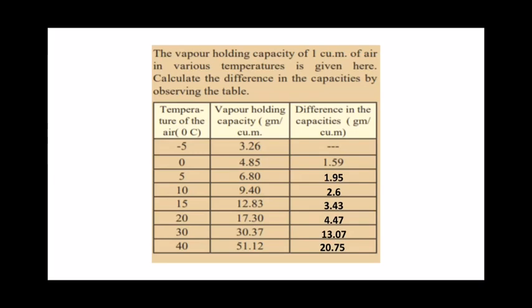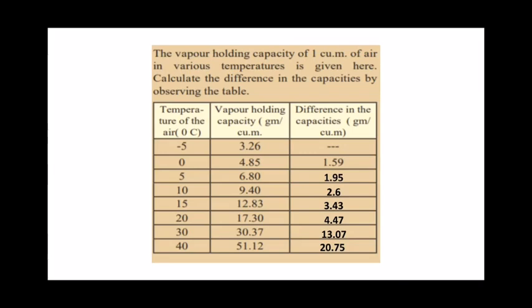So children, if you look at this table, you can see that the first column is the temperature of the air, that is the normal temperature. The second column has the vapor holding capacity. And in the third column, we have the difference in the capacities. In the first row, the temperature is minus 5 and the vapor holding capacity is 3.26. As we go down, the temperature comes to the positive side, that is 0 degrees Celsius.